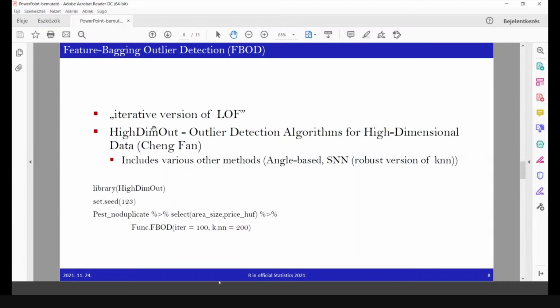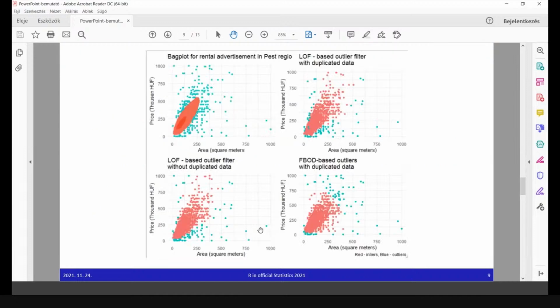This can be calculated using the HiDMAUS package. I highly recommend checking out this package because it also includes various other outlier detection methods. For example, there are the angle-based method and the robust version of the KNN method. It's really useful and I highly recommend it. Again, we just need to get the data inside it, validate the iteration number and also this KNN, which is the K parameter in essence.